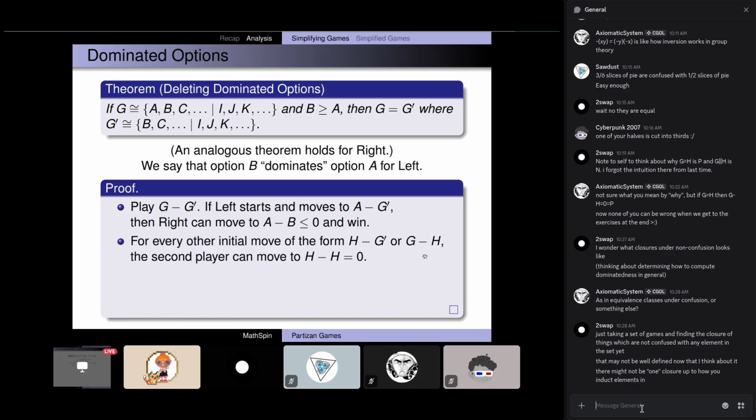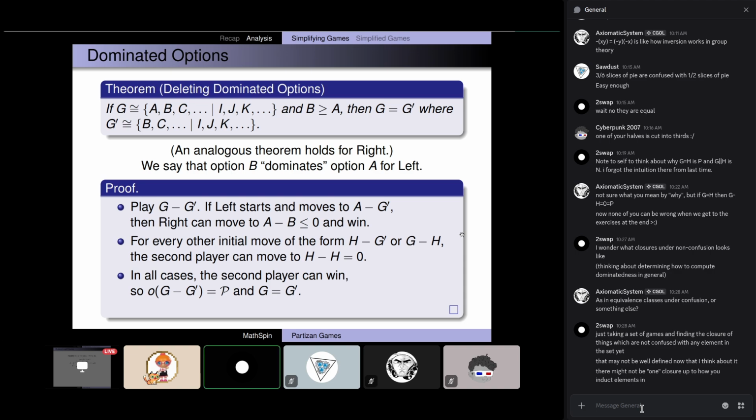Oh yeah, I see. This sentence actually was intended to also include the cases where right moves first to any like I, J, K thing. Then the second player, who would be left in that scenario, can also just mirror that move. And so in all of the cases, the second player can win. So the outcome of G minus G prime is P, and we know that that means that G equals G prime. So that was a quick little argument that encodes a lot of cases in a couple of lines.